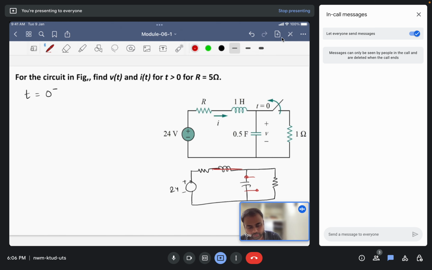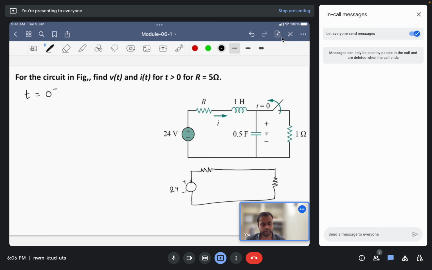To simplify the circuit, we can replace the inductor just by a wire and delete the capacitor portion. So the circuit simply looks like this when the switch is closed.